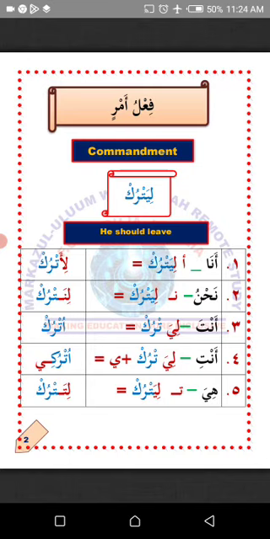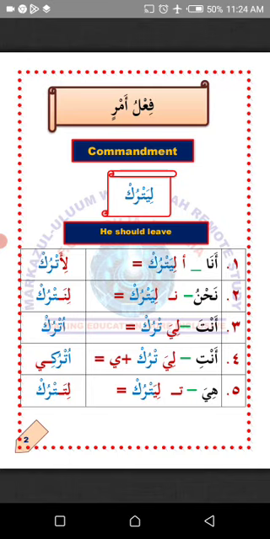Utruk, by giving sukun to the last letter. So utruk, which means leave. You can only use this to talk to a single male person. Arba'a, number four. Anti, you. So how do we change the Arabic verb liyatruk to suit anti?